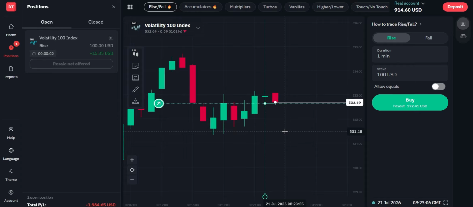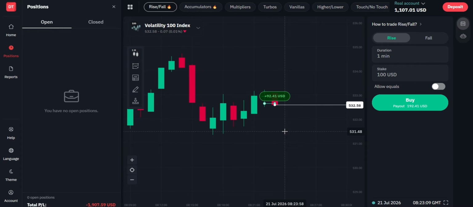Okay, let's see. Okay, win. This is a winning trade, right? So I won this trade.